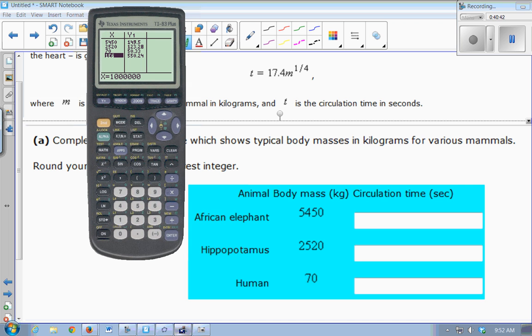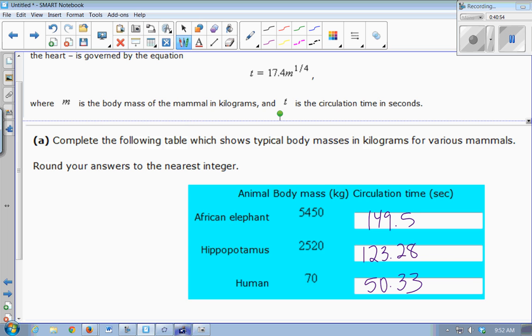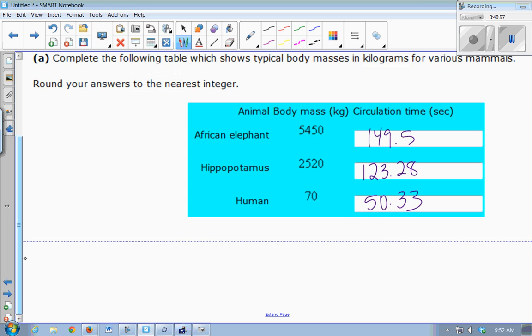So these would be 149.5, 123.28, and 50.33. So we're just plugging in numbers into the function that they gave us.